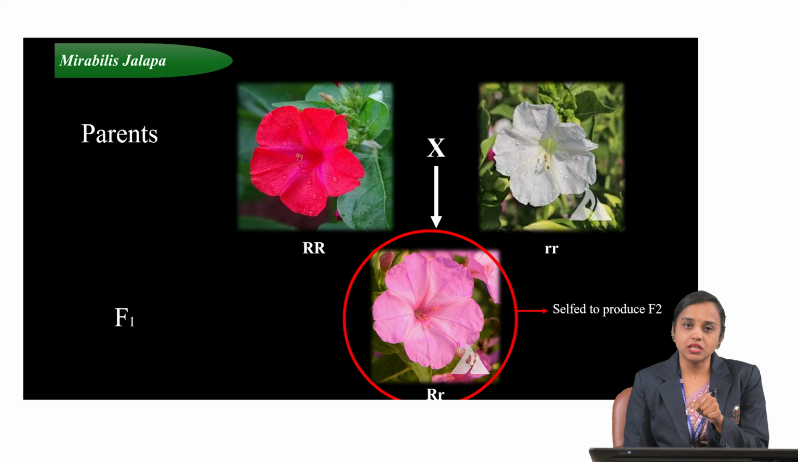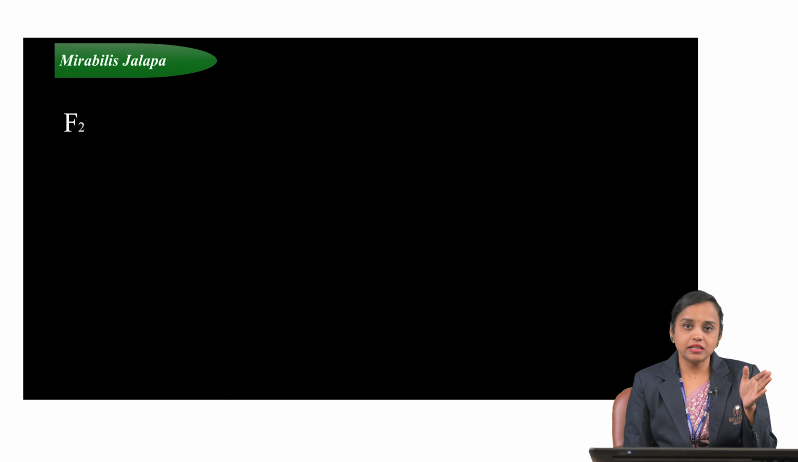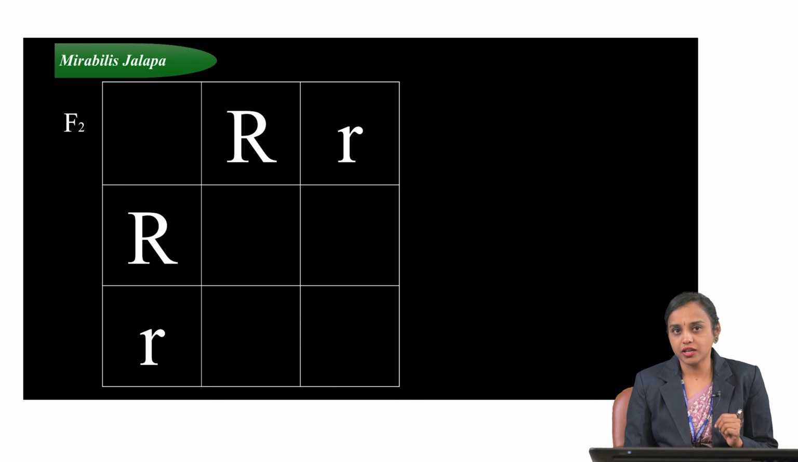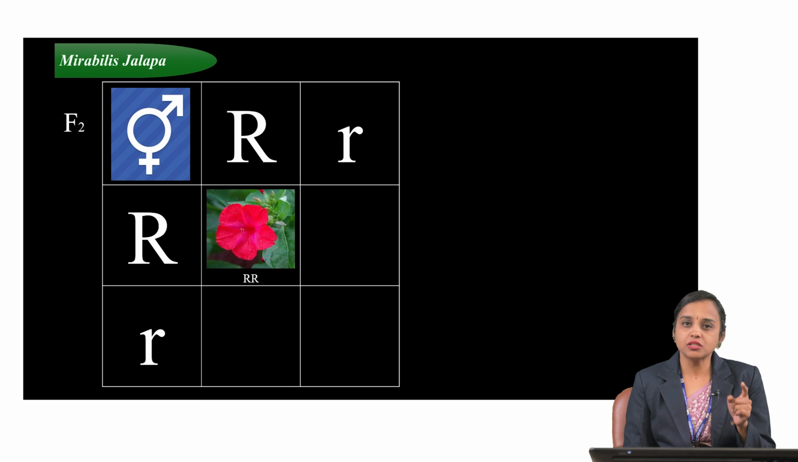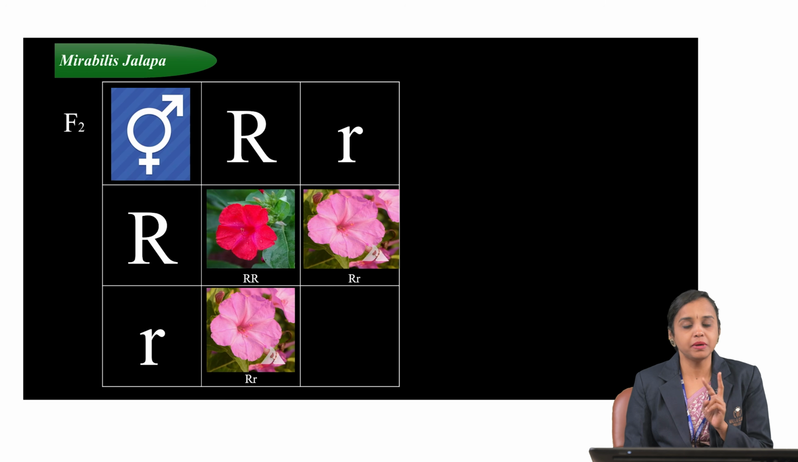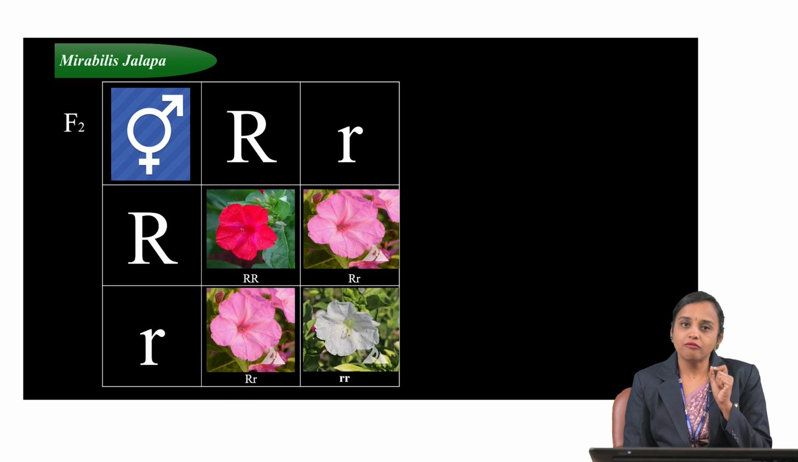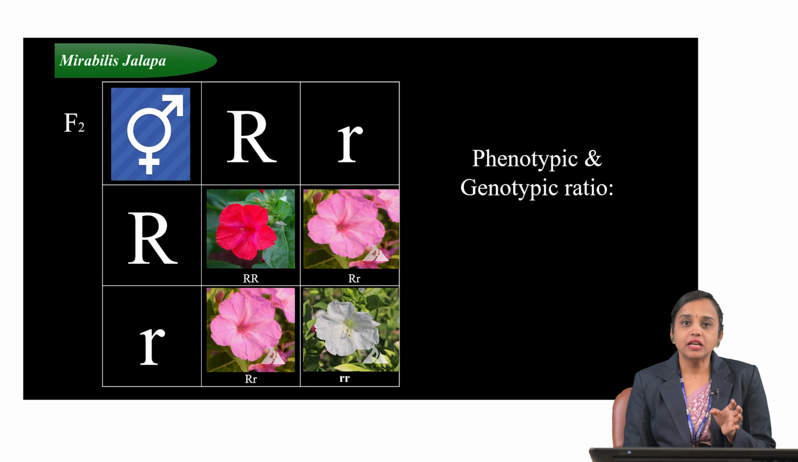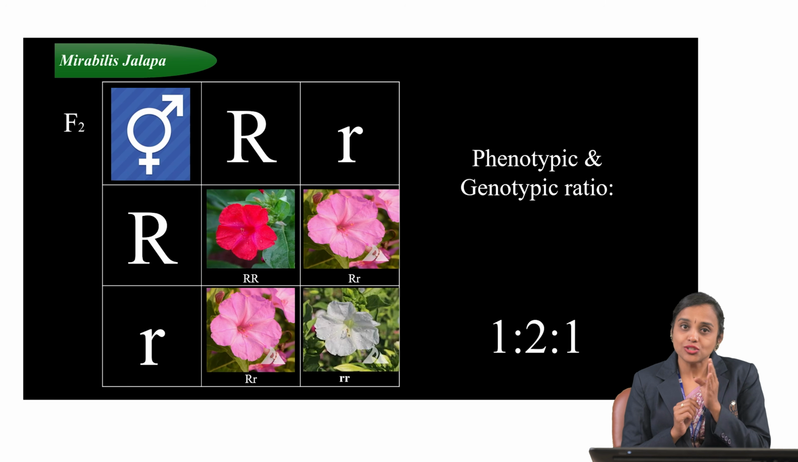When this F1 progeny is selfed, we write a Punnett square in such a way that F1 produces gametes in this form. It produces a homozygous dominant red flower, 2 heterozygous pink flowers, and a homozygous recessive white flower, where we get both phenotypic and genotypic ratio in 1:2:1. But in Mendelian genetics, we get 3:1 as phenotypic ratio and 1:2:1 as genotypic ratio. A perfect example of how genes blend their expression.